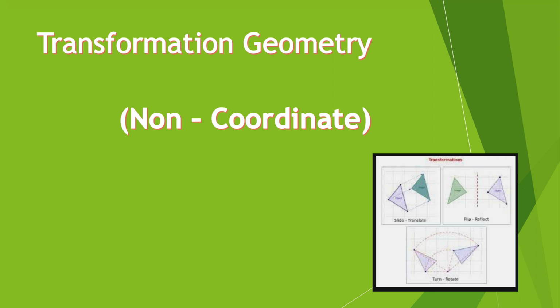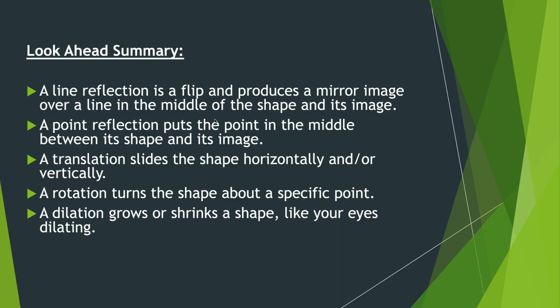Okay, so normally we have the so far summary, but at this point we're going to have a look ahead summary. This is what we're going to be talking about over the next few minutes. A line reflection is a flip, and it produces a mirror image over a line that's in the middle between the shape and its image. A point reflection puts the point in the middle between the shape and its image. And again, we're going to do lots and lots of pictures of these things. This is just to get your mind set up, and then you might want to take a photograph of this particular slide for your phone because it'll help you recognize which is which.